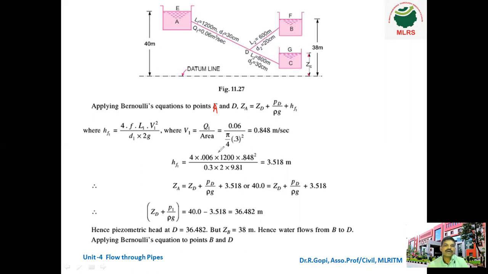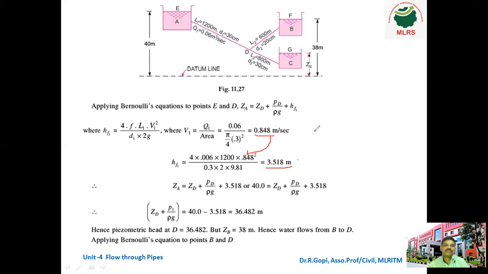F is also given, it is 0.006, and L1 is 1200 meter. Velocity is nothing but discharge divided by area. The diameter of the pipe is 0.3 meter, so substitute pi by 4 D square here, and the discharge is also given, 0.06. So dividing discharge by area, we easily get velocity, 0.848 meter per second. Substitute that value here, divided by 2GD, 2 into 9.81 into diameter 0.3. So 3.518 meter. This is your HF1.